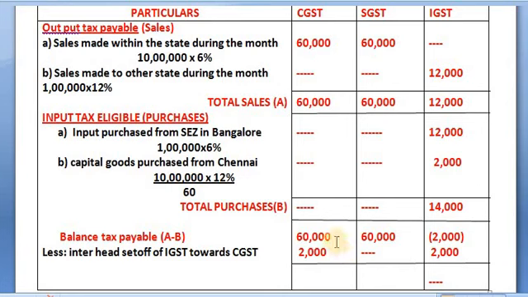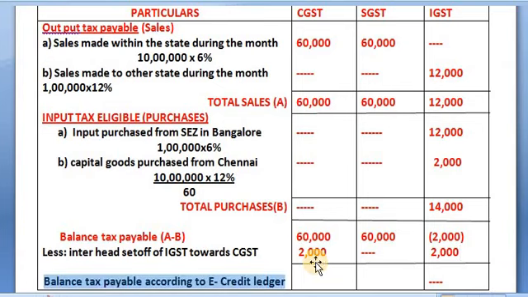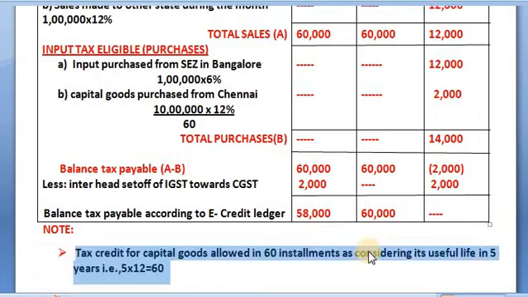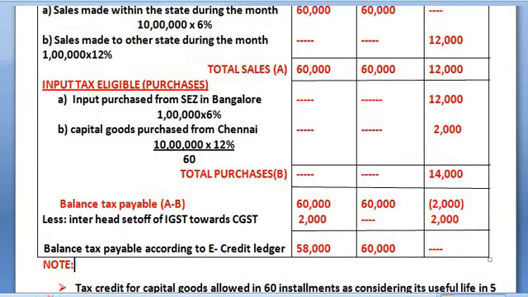So with this 2,000, first I set off to CGST. ಇನ್ನ 2,000 ಪೇ ಮಾಡ್ಬಿಟ್ಟು ನಾವು ಇನ್ನು ಎಷ್ಟು ಪೇ ಮಾಡಬೇಕು ಅವರಿಗೆ? Now balance tax payable according to e-credit ledger is 58,000 for CGST, 60,000 for SGST. Getting my point? IGST ಗೆ ಏನು ಪೇ ಮಾಡೋ ಅವಶ್ಯಕತೆ ಇಲ್ಲ.